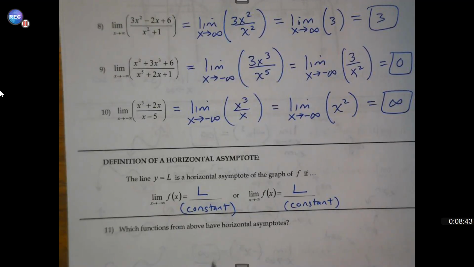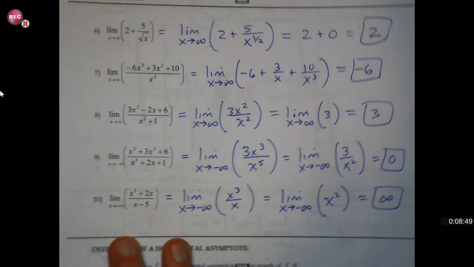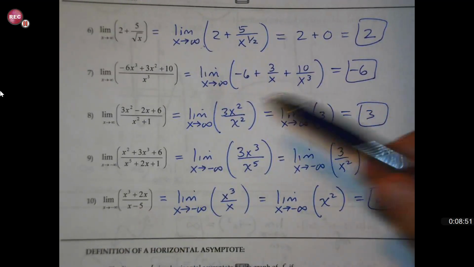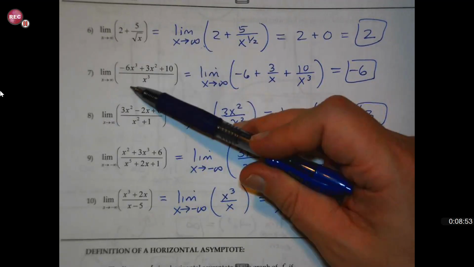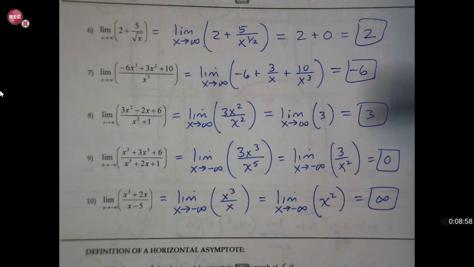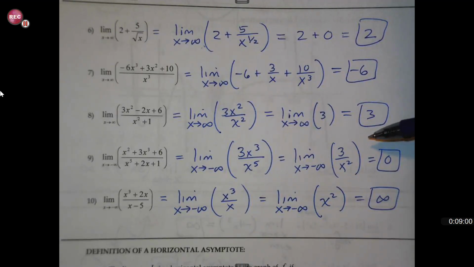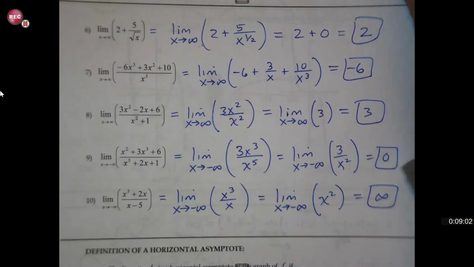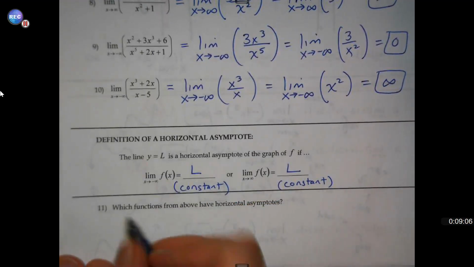All right, so which functions from above have horizontal asymptotes? So if we just go back to those 5 example problems there, for any of these limits where x goes to infinity or negative infinity, if the value of the limit's a constant, that means that function is going to have a horizontal asymptote. So it looks like all of them except number 10 are going to have a horizontal asymptote. So I'm just going to write that down here.